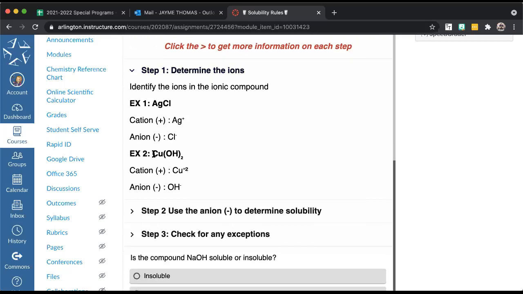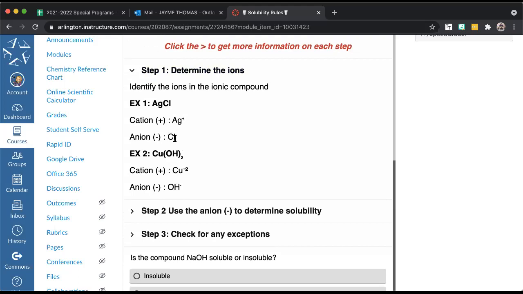The other example we have is Cu(OH)2, and Cu is copper. That's a metal. So that's our cation. It's written first. And then OH is hydroxide. That's one of the polyatomic ions. So that's the anion. So that's the first thing, identifying your cations and anions, because that's how you're going to read that chart and figure out if it's soluble or insoluble.